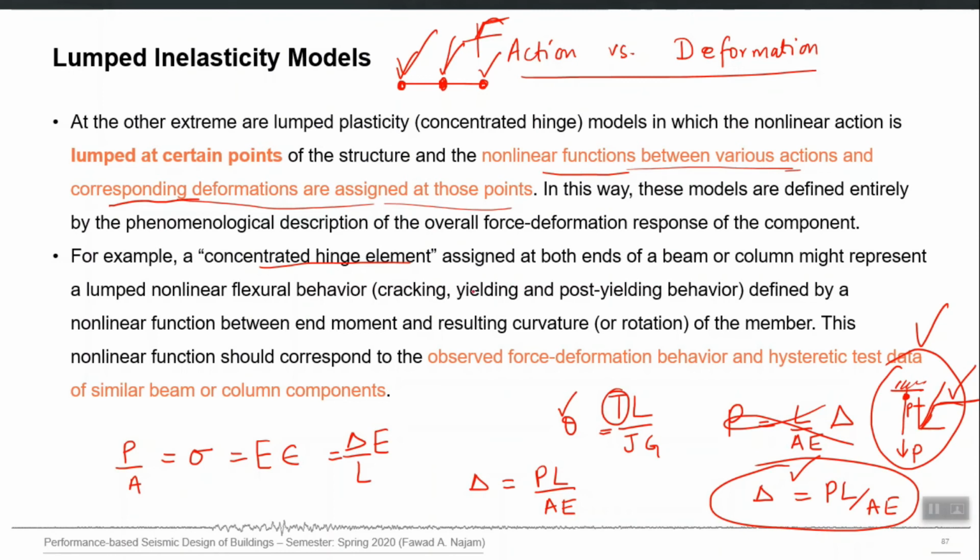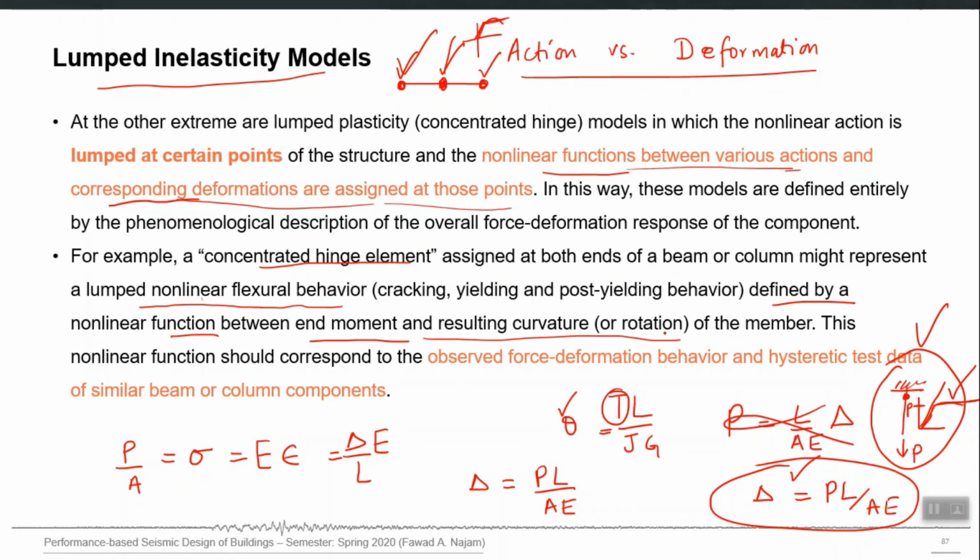So there can be other types of hinges also: shear hinge, moment hinge, axial hinge, and some other types also. These hinges in lumped inelasticity models lump the nonlinear behavior. Any behavior can be flexural, can be shear, and that behavior is defined by a nonlinear function. In case of flexure, it is end moment and resulting curvature or rotation. Sometimes we use a moment versus curvature hinge, sometimes a moment versus rotation hinge, right?